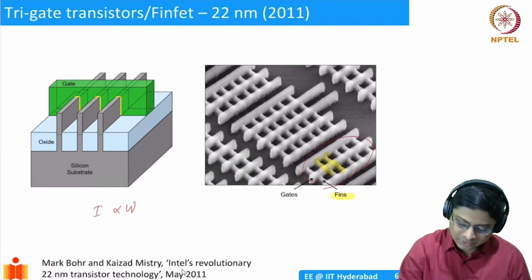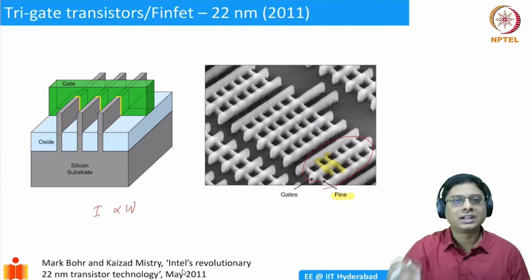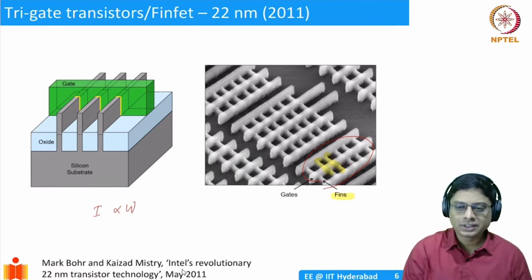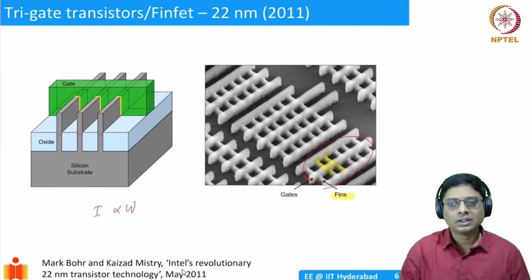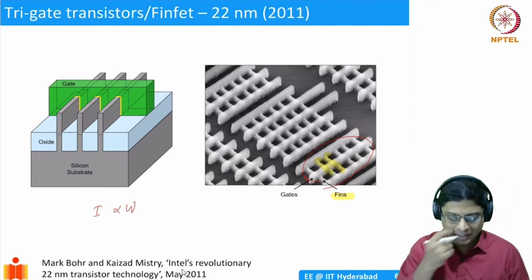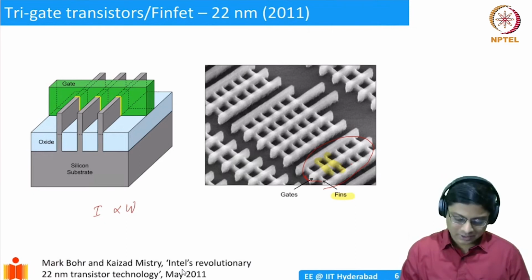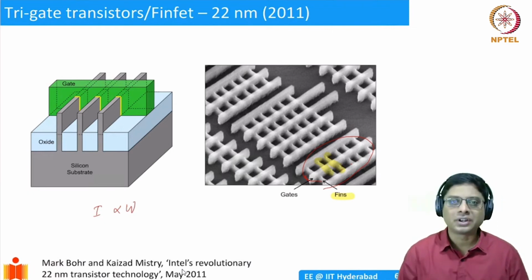1, 2, 3, 4, 5, 6. 6 fins are there. There's a certain height, there's a certain thickness. We can estimate what the width is. And of course, the gate length will clearly be the length of the transistor. Okay. So this is how Intel managed to do it in 2011. And we have the FinFET technology.